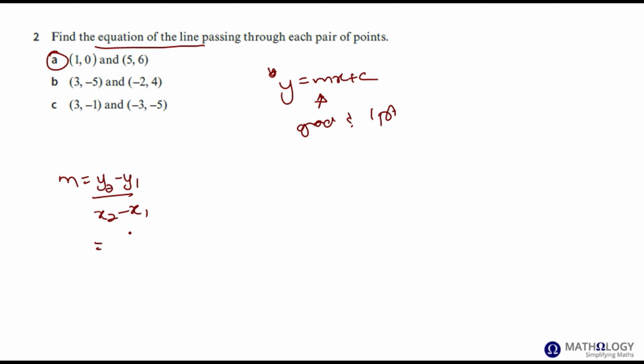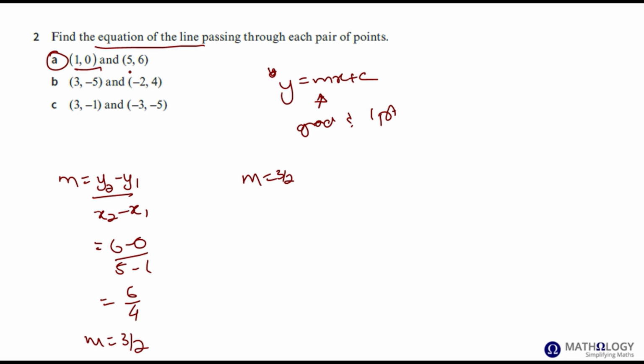So the gradient will be (6 minus 0) over (5 minus 1). It's going to be 6 over 4. The gradient is therefore 3 over 2.